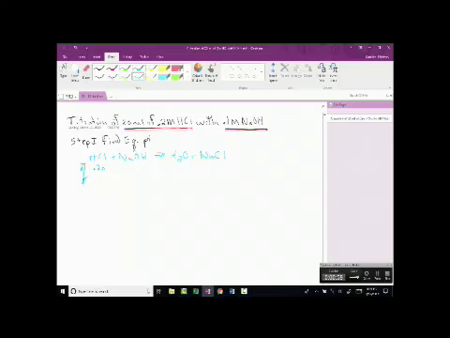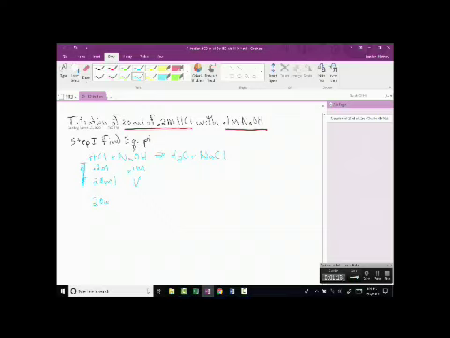I have 0.2 molar HCl and I have 20 milliliters, and I have 0.1 molar NaOH, and I want to know the volume to react all the HCl. That will be the equivalence point. So this is straightforward freshman chemistry.